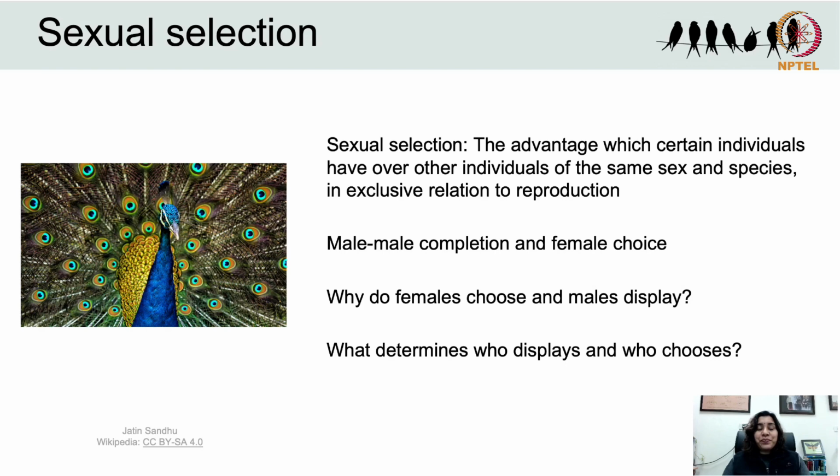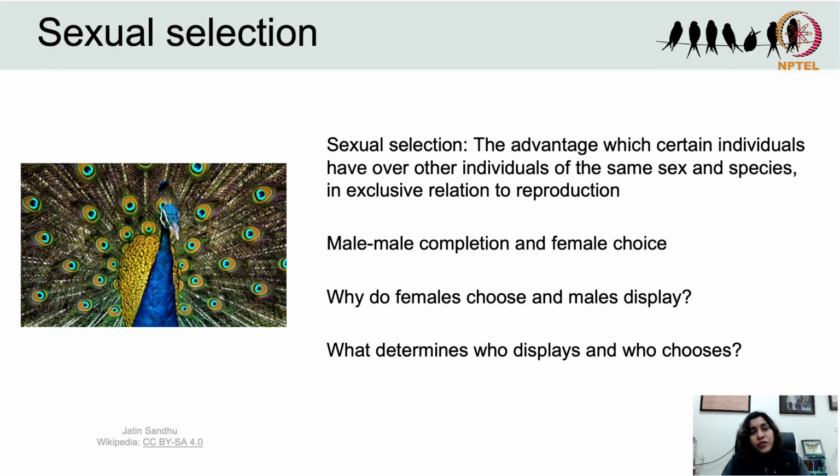So he proposed an alternative theory of evolution of traits by the means of sexual selection. Sexual selection, as Darwin termed it, is the advantage which certain individuals have over individuals of the same sex and species in exclusive relation to reproduction. Now, this may come about via male-male competition, wherein males compete for access to resources or mates, and the winning male secures most of the matings. However, sexual selection may also act via female choice, wherein males display, such as the peacocks dancing, and the females choose amongst the displaying males.